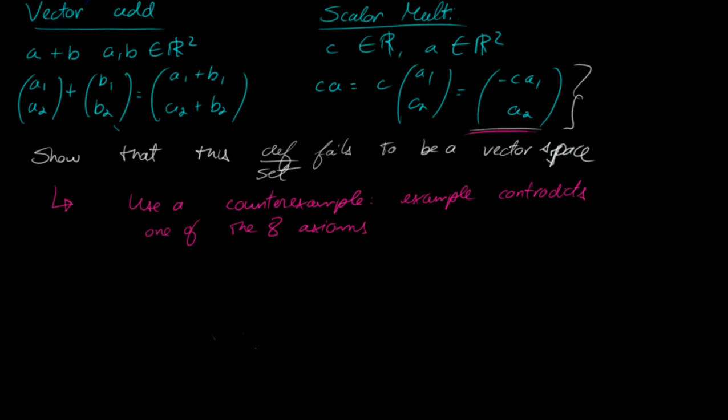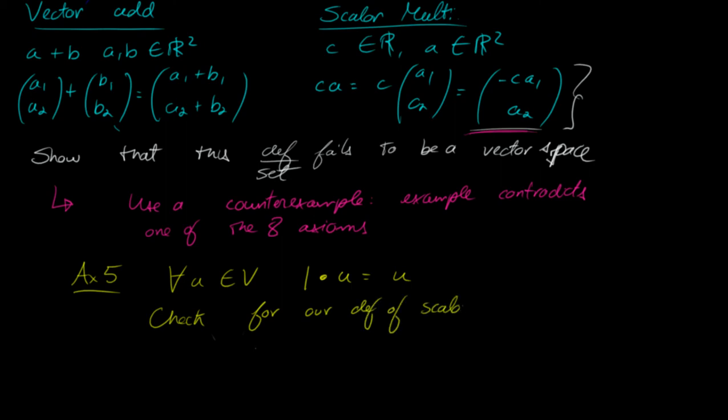What I mean by that is, take, for example, axiom 5. Axiom 5 says that for all u belonging to V, one scalar multiplied by u is equal to u. Now, let's see if this is true. So check for our definition of scalar multiplication, because scalar multiplication varies from one vector space to the other. It's never the same. So for our definition of scalar multiplication, we have this, right?